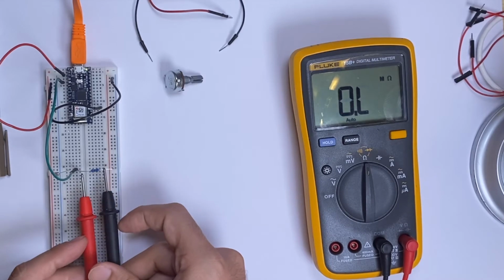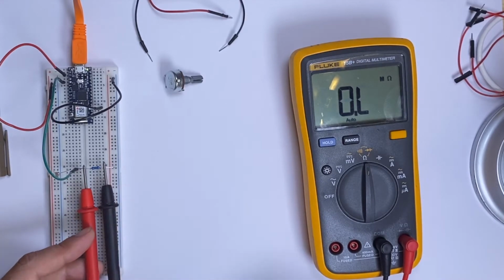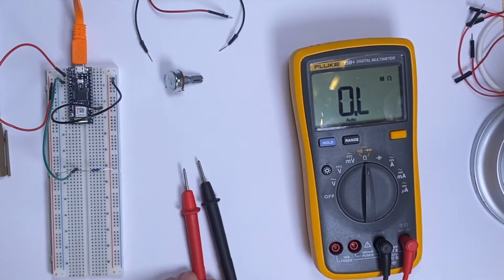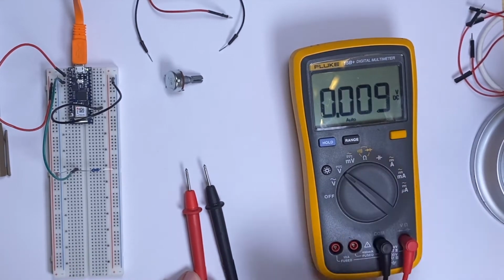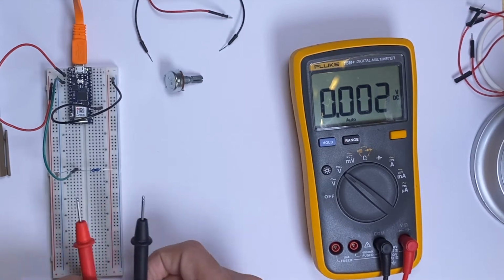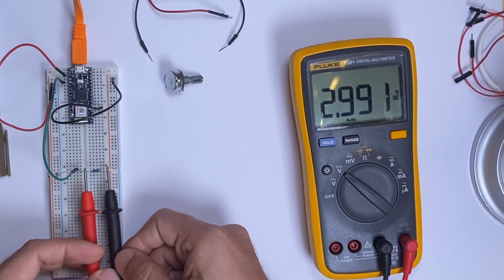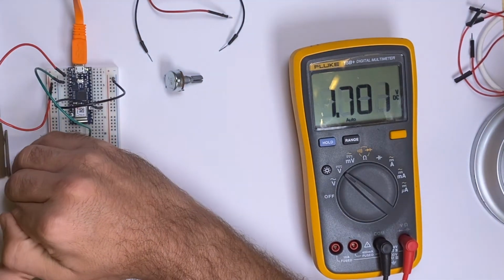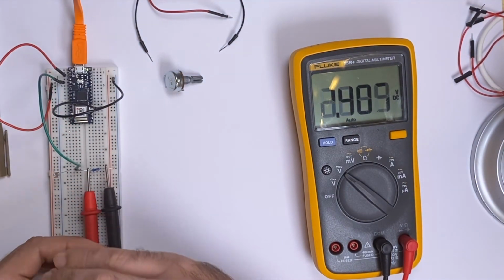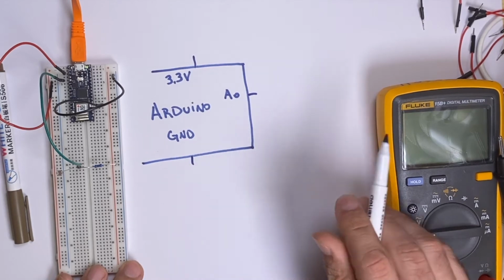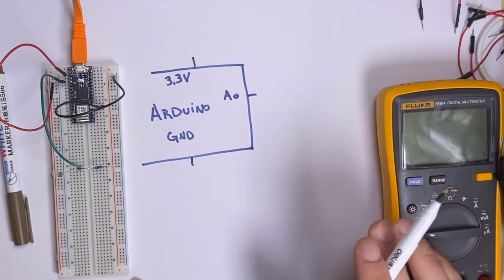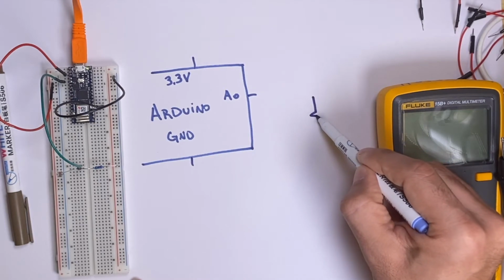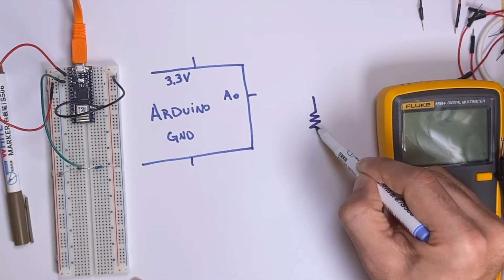So if I use the multimeter, I cannot use it in ohms. I will need to switch it to volts. In the settings of direct current, VDC, I will see that the value actually changes from almost 3 to 0.9, almost 1.